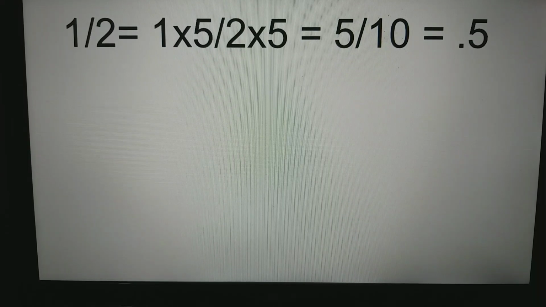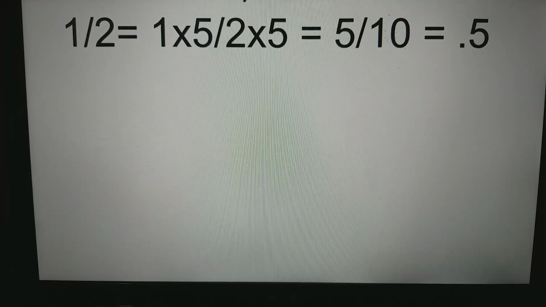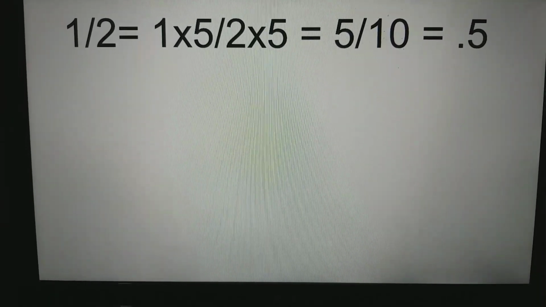We tried it with 2. If we multiply both the numerator and denominator by 2, we see we can't get 10. Then we tried with 3, 3 times 2 is 6. We tried with 4, 4 times 2 is 8. If we try 5, 5 times 2 is 10. That's what we want. So we multiply both the denominator and the numerator by 5. 5 times 2 is 10, 5 times 1 is 5. So we got the fraction 5 divided by 10.